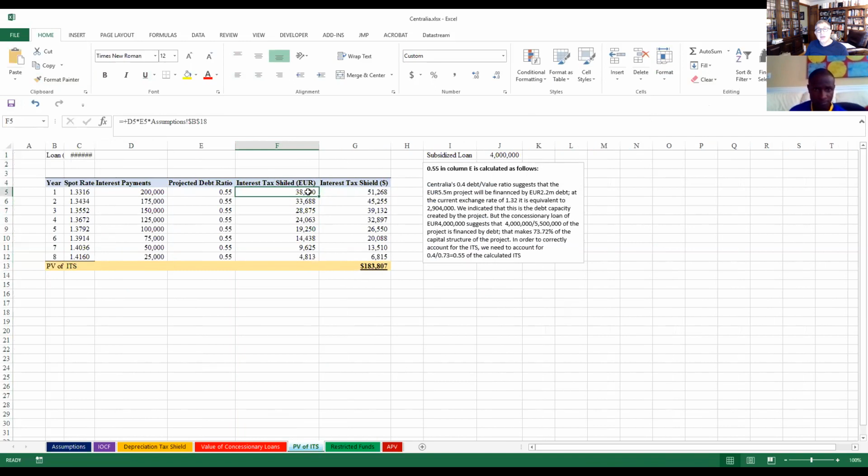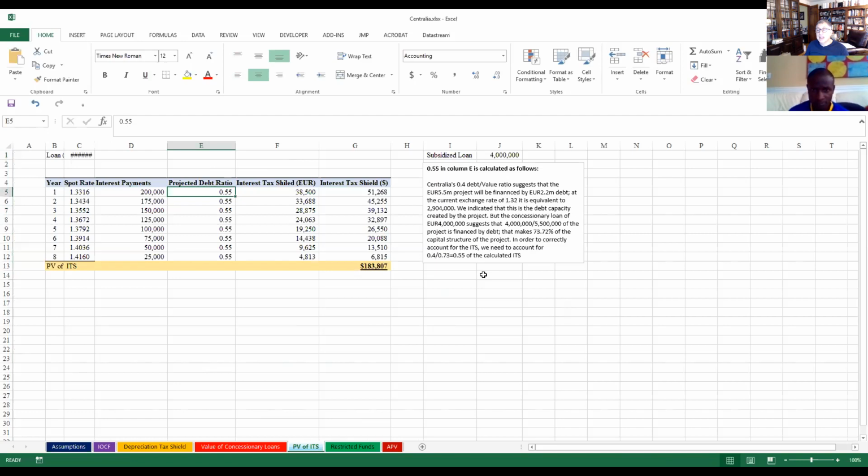And we convert this into US dollars in here, but there is a little bit of a trick in here that I want to explain. You see this box in here? That's where I'm explaining. So here you see something called projected debt ratio. How did I come up with this one? The company's optimal debt to value ratio is 40% or 0.4.